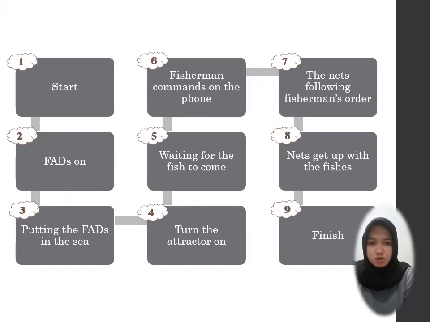Here is how the tool works. First, start, then turn on the FAD, and then put the FAD in the sea. After that, turn on the ejector. Continue by waiting for the fish to come, then the fisherman gives commands on the phone, and the net follows the fisherman's order. After that, the nets go up with the fish, and finish.